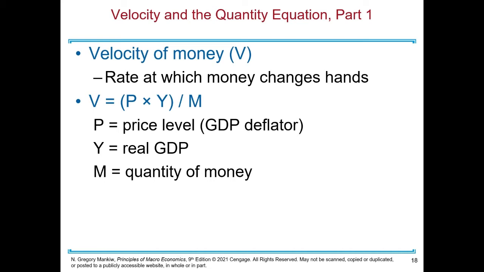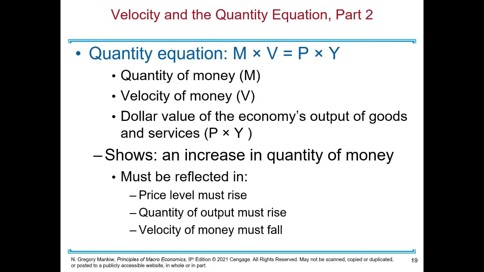So V is going to represent the velocity of money, the rate at which money changes hands. P is the price level, M is the money supply or the quantity of money, and Y is the real output, real GDP in this case. We're going to go into our quantity equation.